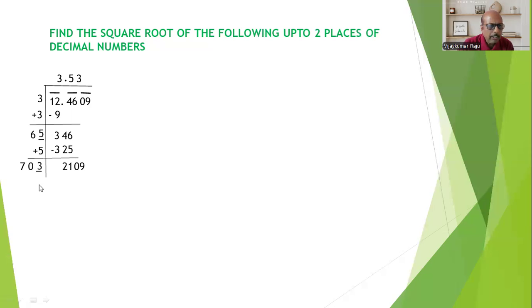Try 3. 3 threes are 9, 0. 3 sevens are 21. 0. The square root of 12.4609 is 3.53. You're getting a remainder 0, so that means this number is a perfect square.